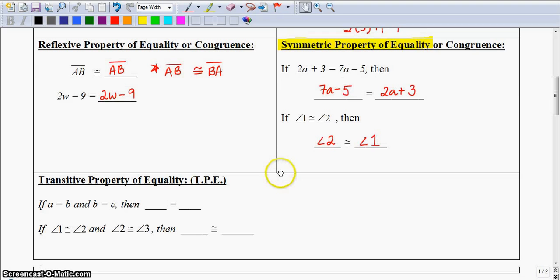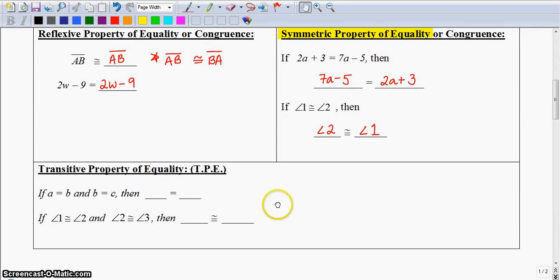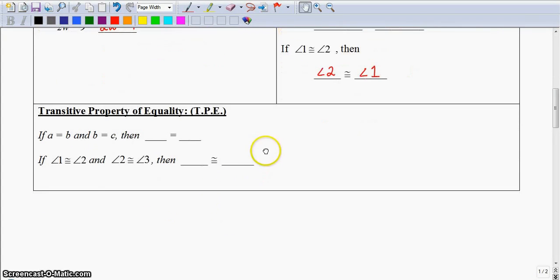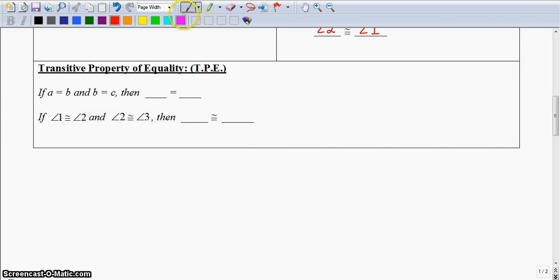And the last property that we're going to be using when we write geometry proofs is transitive property of equality. It's kind of like a chain reaction property. It says if A equals B and B equals C, then A equals C. If you notice, you're kind of lining up these variables that are the same variables and then kind of just removing them and talking about the ends, kind of like a chain reaction or a sandwich, and you're talking about the bread or the outer variables. We can also do this with congruence. We can say if angle 1 is congruent to angle 2 and angle 2 is congruent to angle 3, then angle 1 is congruent to angle 3.